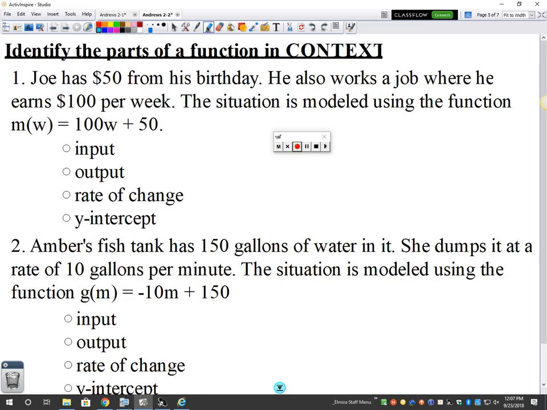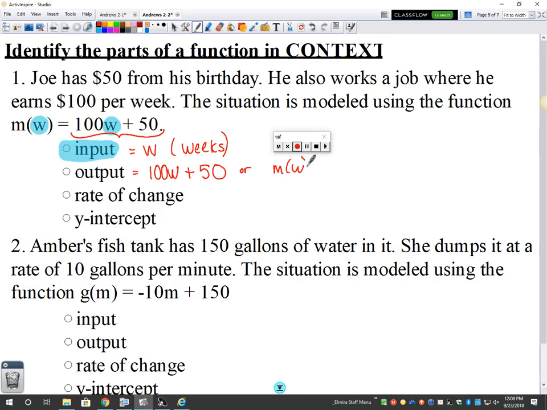Okay, input. Input is whatever x is. So w is your input, which in this case is weeks. Output, a couple different ways you can write it. The output is the whole thing after the equal sign, 100w plus 50. The whole thing. Or m of w is the output.